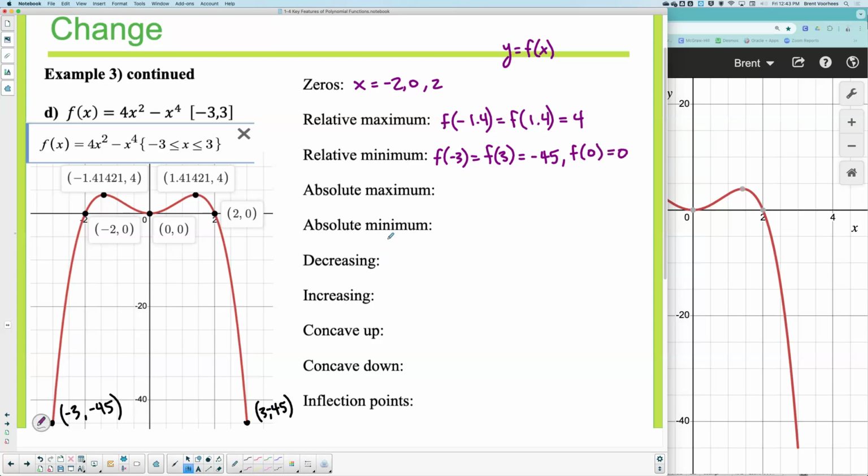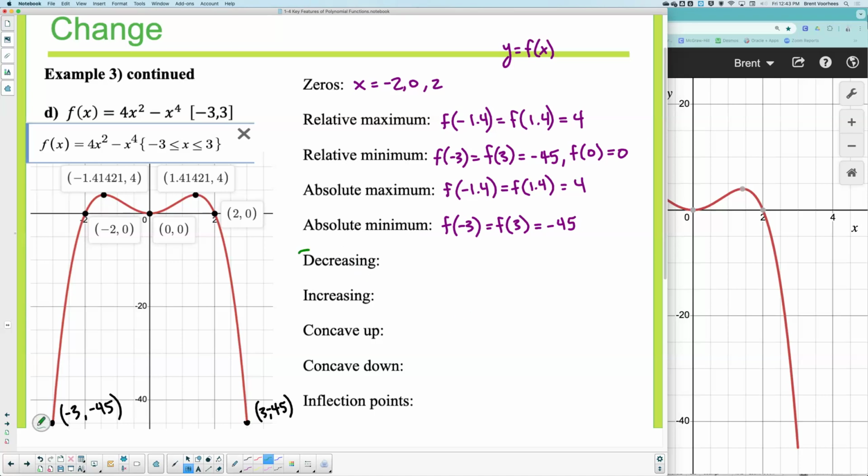Okay. Absolute maximum. Do we have any absolute maximum? Highest points of the graph? These both are. Those are both absolute maximums. So f of -1.4 is equal to f of 1.4, which is equal to the maximum value of 4. Very good. Do we have any absolute minimums? Both of these two points are the lowest points of the graph. So f of -3, which equals f of 3, which equals -45. You got it.